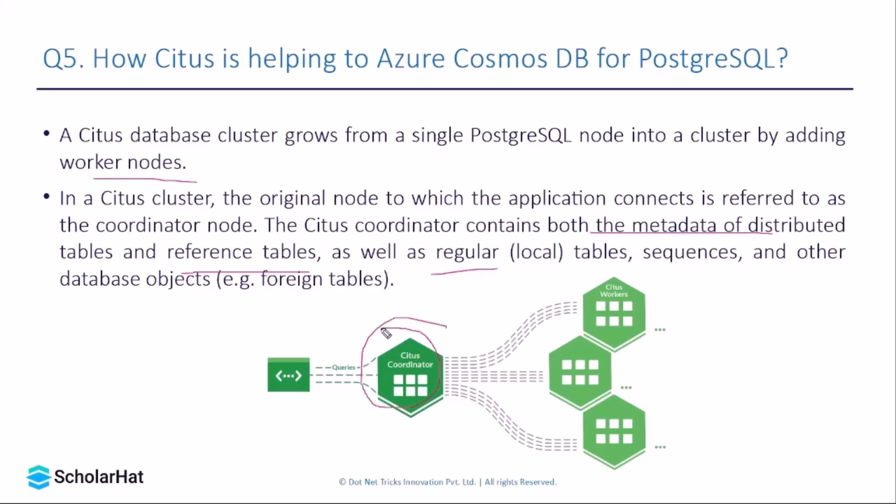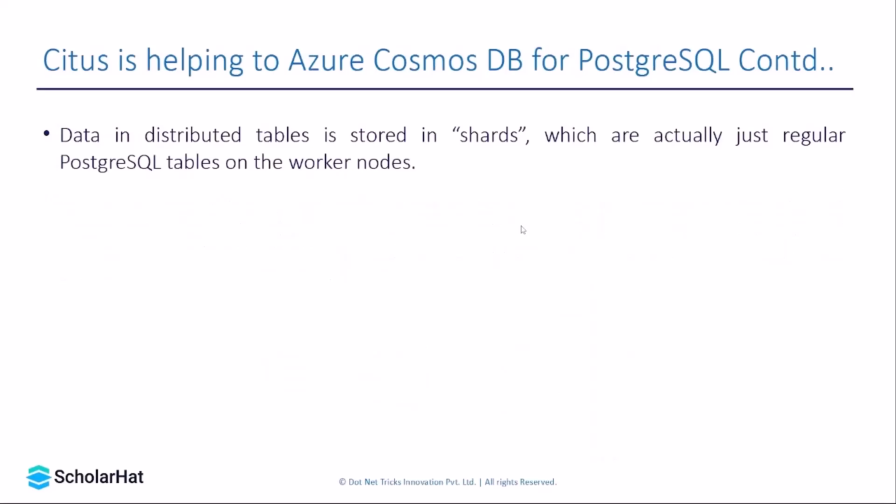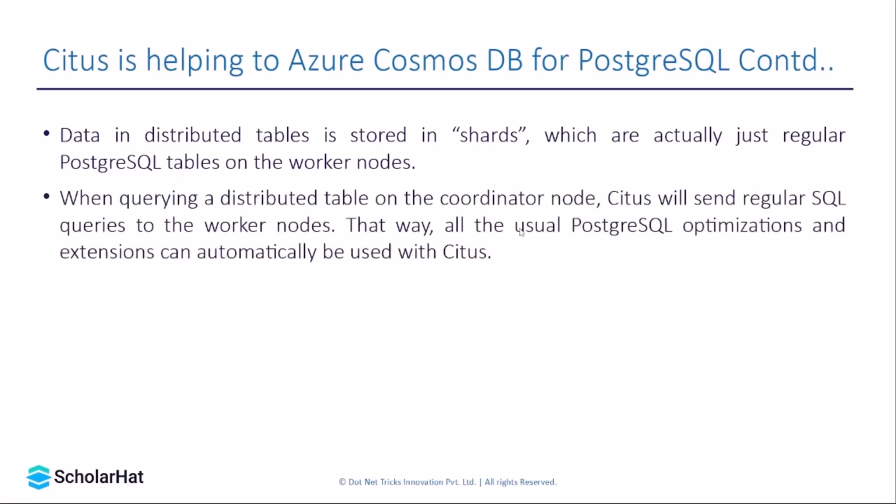Whenever you run a query in Azure Cosmos DB for PostgreSQL, with the help of the Citus coordinator, it can redirect the query to different workers, and with the help of those workers, you get fast performance, or fast retrieval of query responses. Now, the next part is that data in a distributed table is stored in shards, which are actually just regular Postgres tables on the worker nodes. When querying a distributed table on the coordinator node, Citus will send regular SQL queries to the worker nodes. That's the way all the usual PostgreSQL optimizations and extensions can be automatically used with Citus.